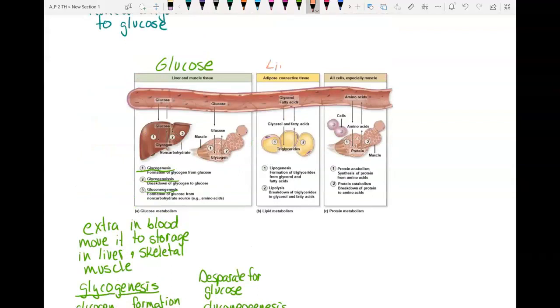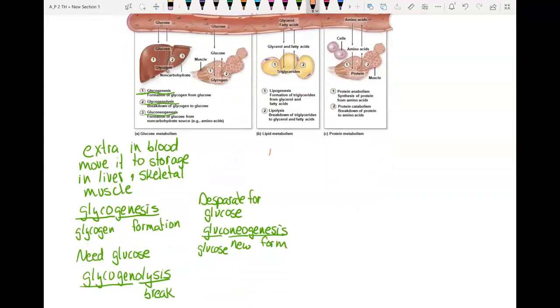Then here we have our lipids. So we have two processes here. Lipogenesis. So break it down. Genesis is formation.